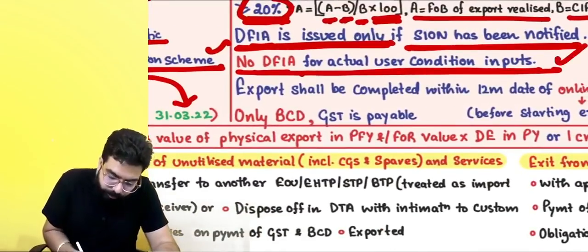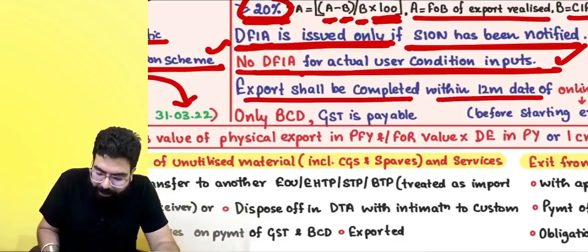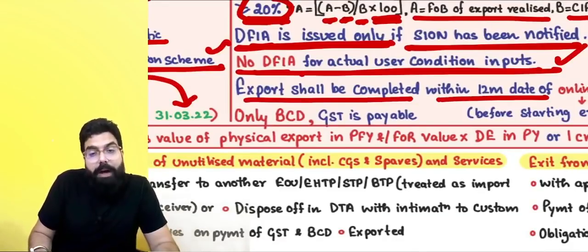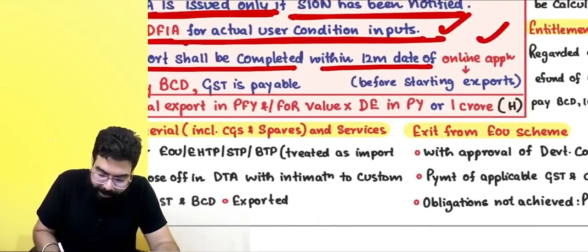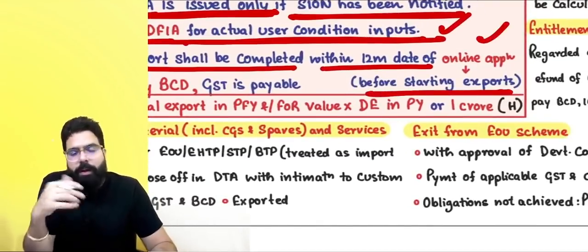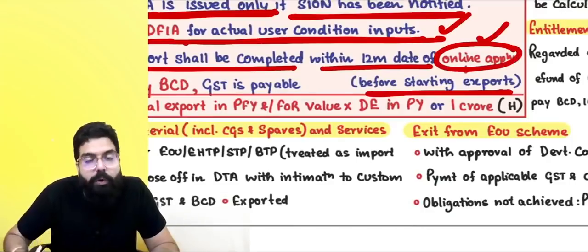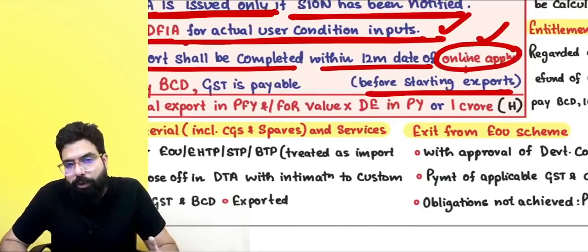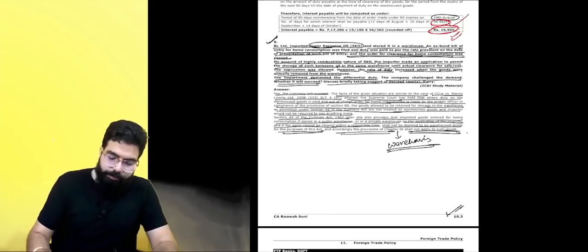Next, export shall be completed within 12 months from the date of online application before going ahead and starting the export. Everyone over here, online application has to be given for DFIA, and 12 months is counted from that date. No, one minute.